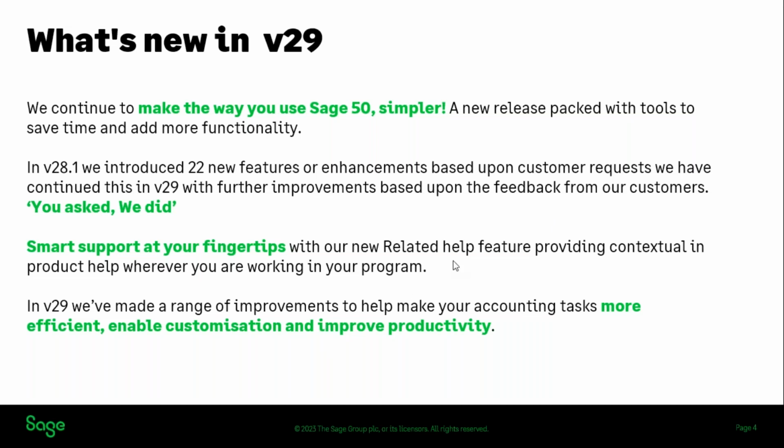Okay, so that was just a quick message there from our marketing manager. As he mentioned, we are continuing to make the way that you use Sage 50 simpler, and we have new tools to save you time and also to add some more functionality. In 28.1, we saw 22 new features based on your feedback via Sage City requests. And we have continued this in version 29 with more improvements based upon the feedback from you, our customers. So you asked and we did.